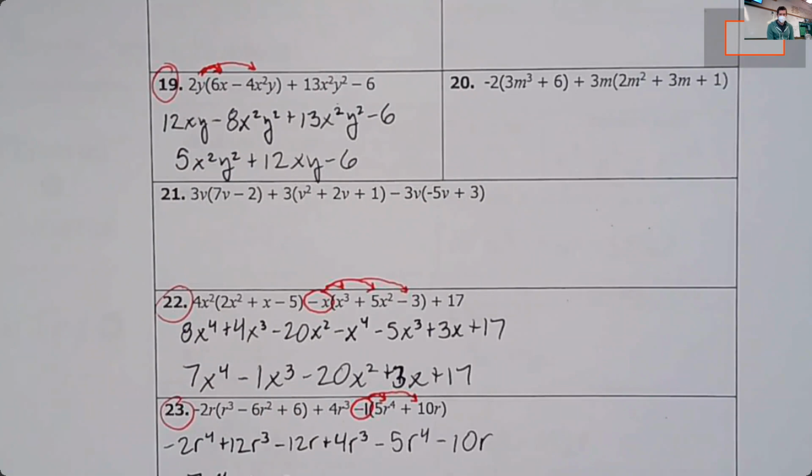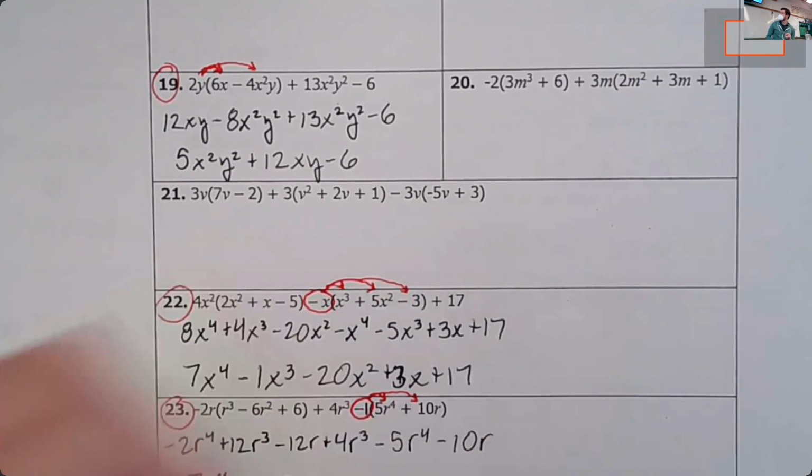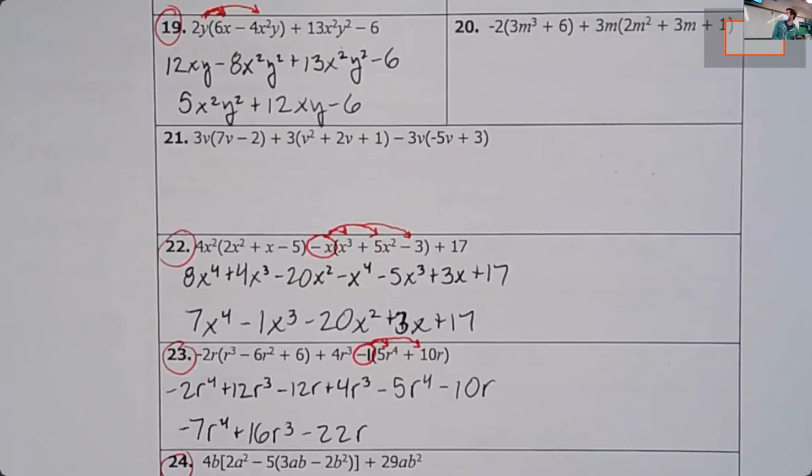I don't see any r squareds anywhere. Nope. And then with r, we have a negative 12 and a negative 10. So negative 12 minus 10 would be negative 22 or minus 22r. With no regular numbers anywhere. So our answer is right here. Negative 7r to the fourth plus 16r to the third minus 22r.